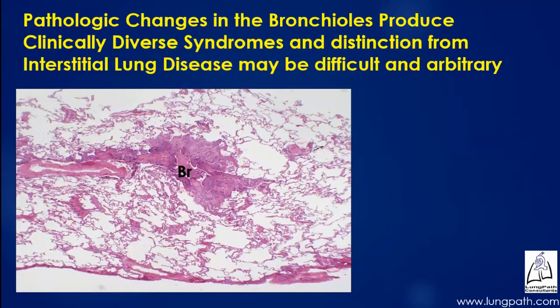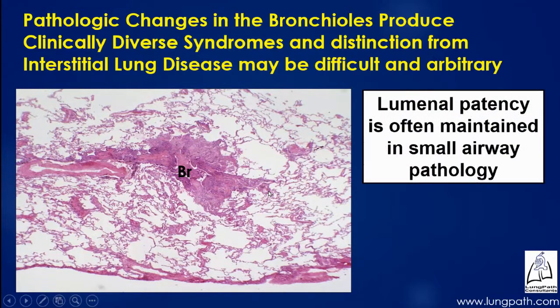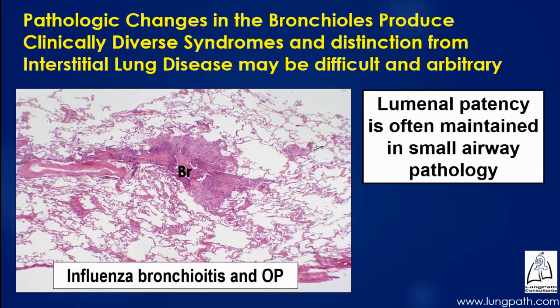Pathologic changes in the bronchioles produce clinically diverse syndromes, and distinction from interstitial lung disease may be difficult and arbitrary. I reiterate that again. We tend to separate these conceptually, but often they overlap. Here is a case where there's a bronchiole and there's a surrounding organizing pneumonia reaction. Clinically, this manifested as an interstitial lung disease, but the lumen was patent, and so there was no obstruction. And even though pathologically it's clearly an airway-centered process, this was an influenza bronchiolitis with some surrounding organizing pneumonia. In this case, incidentally, just melted away when they put the patient on steroids.